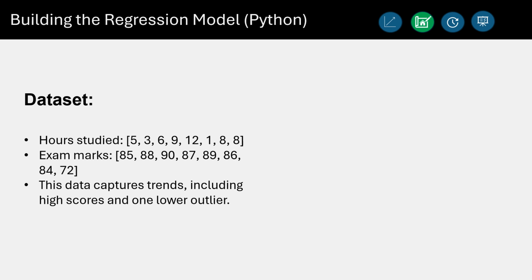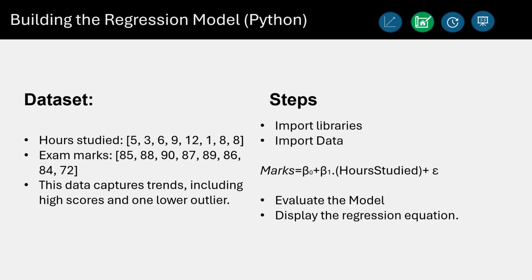Hours studied influence exam marks. Let's build a regression. Let's start with the dataset, which actually are my marks and my hours studied. Then we look at the steps. First, let's import the libraries, obviously. Then let's import the data. Based on the equation, marks is equal to beta 0 plus beta 1 times hours studied, and let's not forget our error.